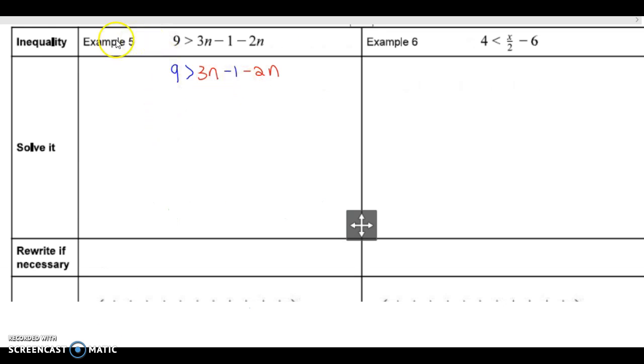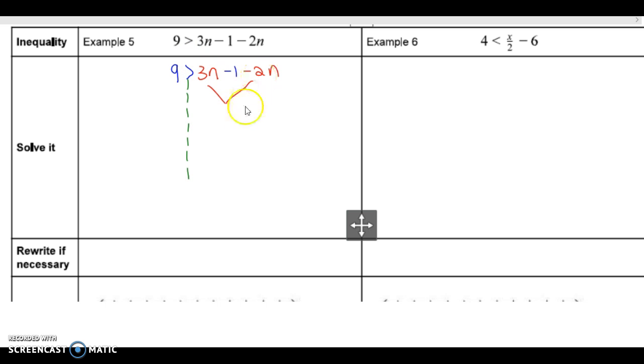In example 5, we have another inequality. I have written that down over here. Notice that I color-coded like terms. I'm also going to split the two sides. So here we go. Okay, I have split the sides.